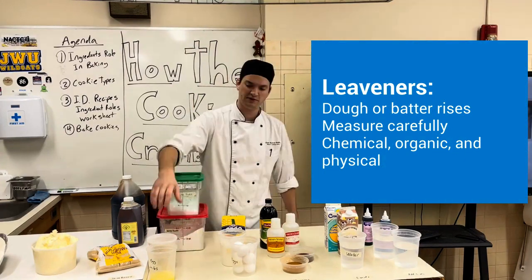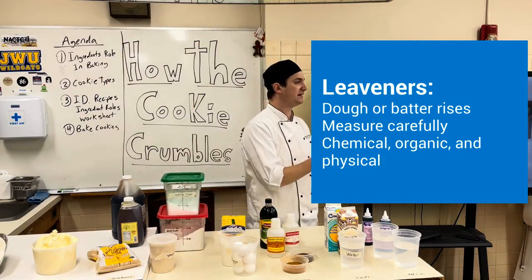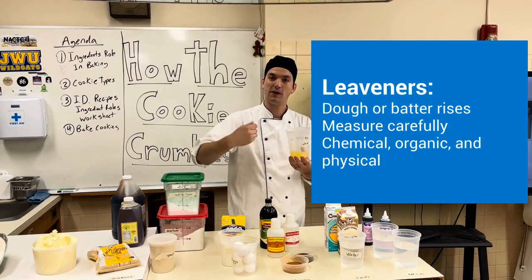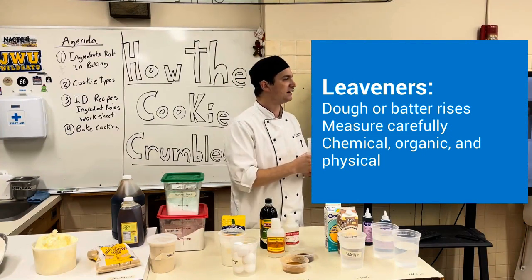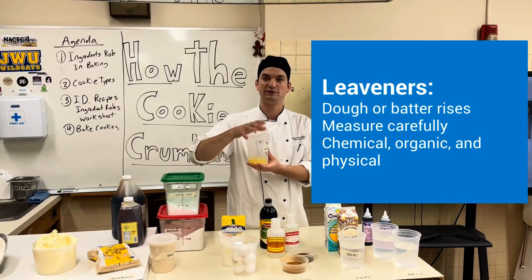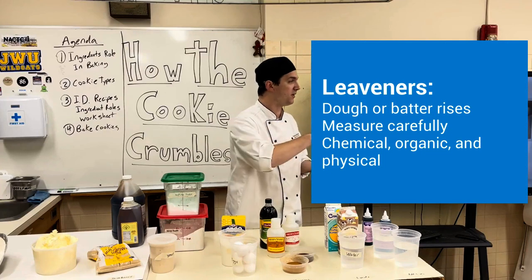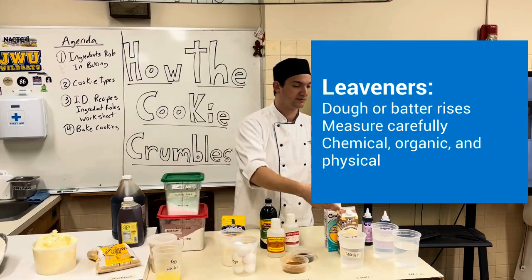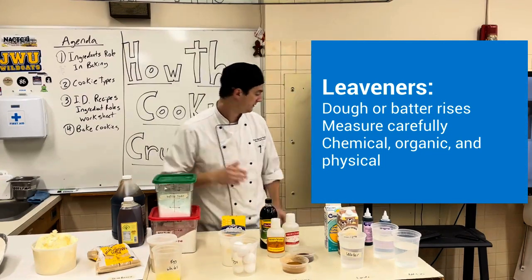If we get into physical leaveners, we're going to be using things like steam. The water in our egg whites, as we whip them and add them to ingredients, is going to make it so that we get a nice and fluffy pastry. So oftentimes steam can be used as a leavener. Steam comes from things like egg whites, and it'll also come from any time you're adding your liquids into your recipe.